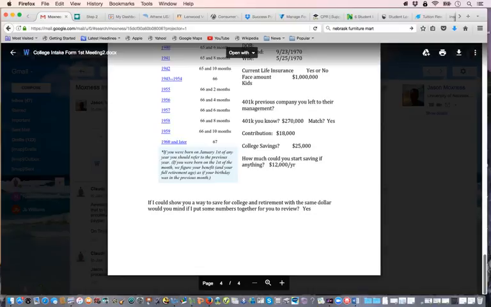And they have a $1 million life insurance policy. He has $270,000 in his 401k. He contributes $18,000 a year into his 401k, and he has $25,000 in his college savings account. When I asked him how much money he can start saving, he can save $12,000 a year towards college savings. This is a real deal, you guys.